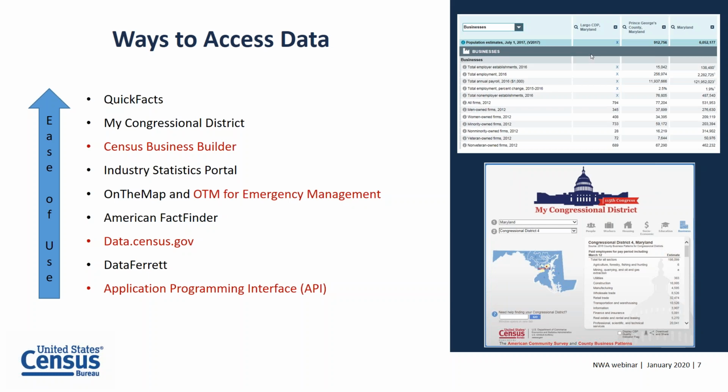This is a tool that we built specifically for the congressional staffers to allow them to go in and look at specific demographic and business data for their congressional district. In this case, I've selected Maryland Congressional District number 4, and we're looking at some business information for the numbers of businesses located in that particular congressional district.